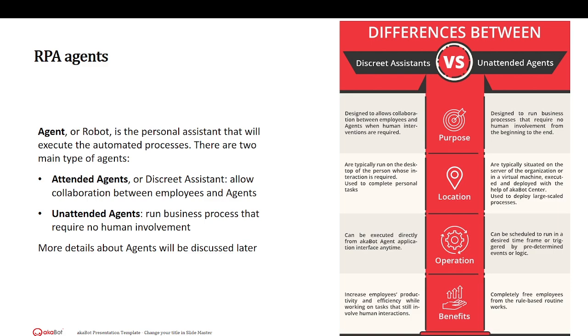Location, where we run these two agents. Attended agents are typically run on the desktop of the person whose interaction is required, and this is used to complete a personal task. Unattended agents are typically situated on a server or a virtual machine to execute, and deployed with the help of the akaBot Center. This will be explained in detail next time, but for now just a quick overview.